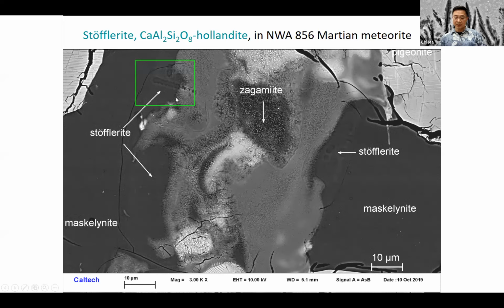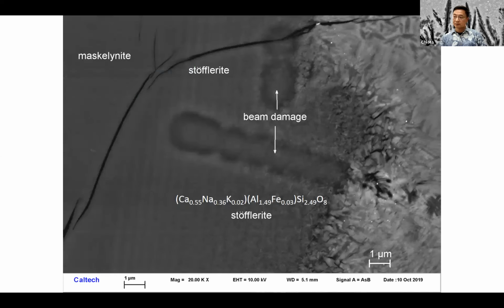Now let's zoom in on the green box. So stöfflerite occurs here. Those tiny nanocrystals are stöfflerite. They are very beam sensitive. So finally, we used synchrotron diffraction and solved its structure.